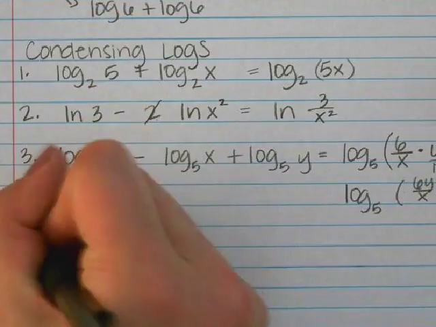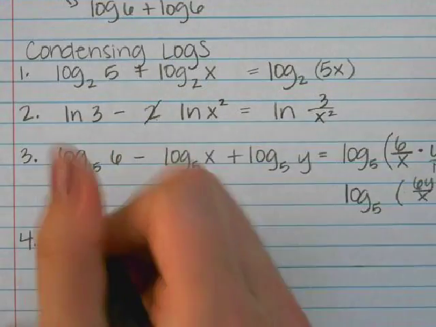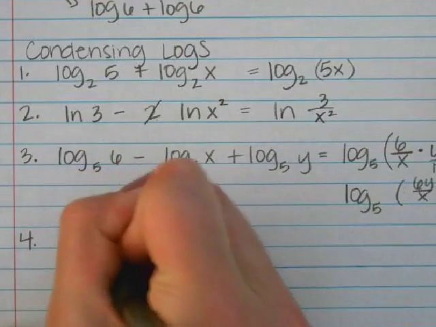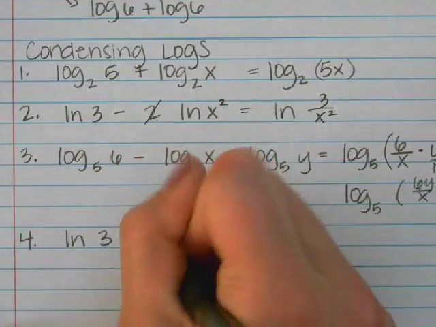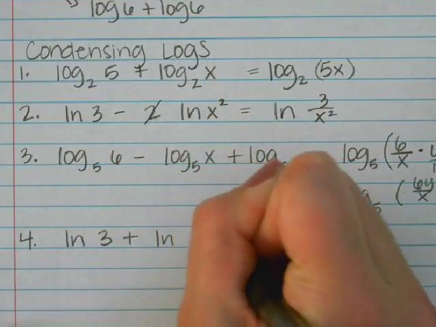All right, let's try one where it starts to look more complicated than it is. So ln 3 plus ln of 5x plus 2.